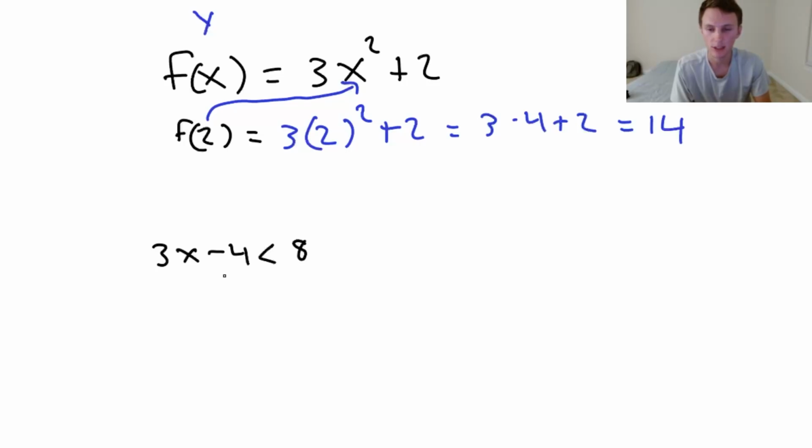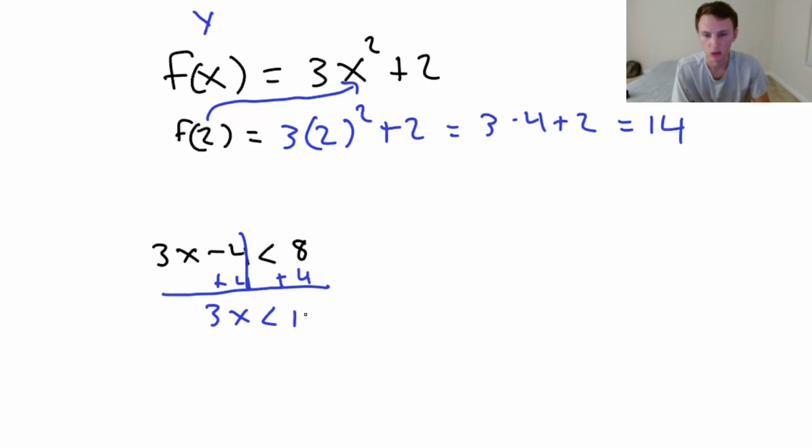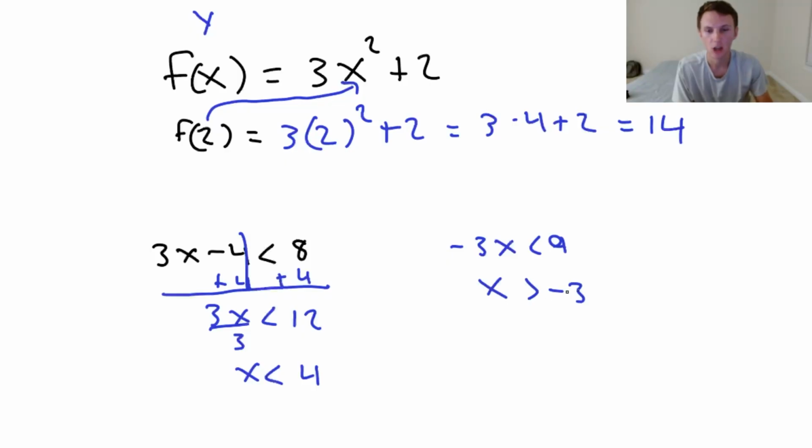And then inequalities, same thing. You just got to know that they work similar to equations. So you can just add the 4 over to the other side. And then 3x is going to be less than 12. You divide by 3. So then x is going to be less than 4. One thing I should mention, let's say you have negative 3x is less than 9. When you divide out by a negative, all you have to do is just make sure you flip the sign. So if you know this, you should be able to answer any function or inequality questions.